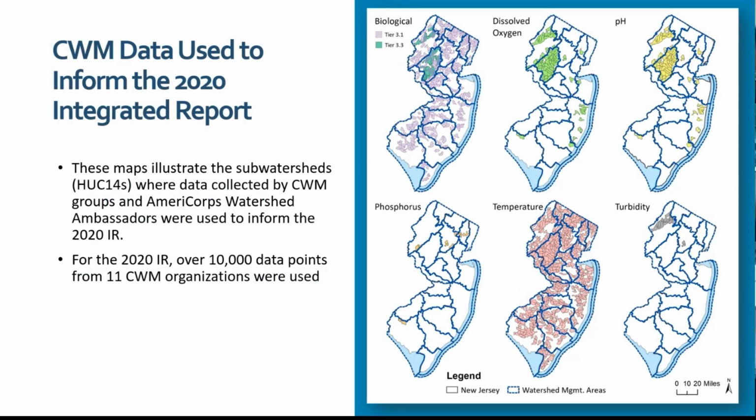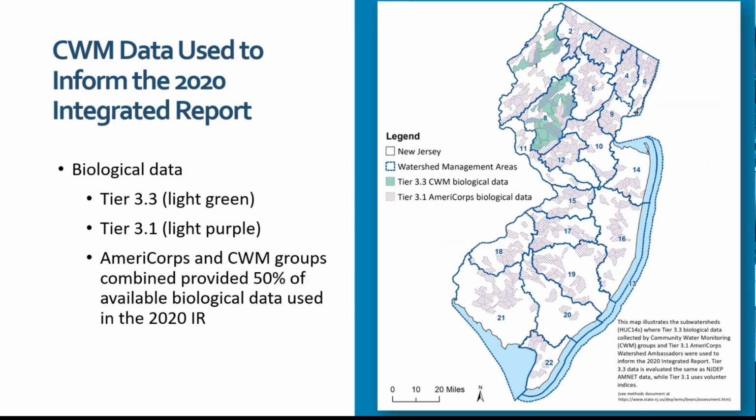So these maps illustrate the subwatersheds or HUC 14s where data collected by community water monitoring groups as well as the AmeriCorps watershed ambassadors were used to inform the 2020 integrated report. So over 10,000 data points from 11 organizations were used for the parameters illustrated. I'm going to go through each one.